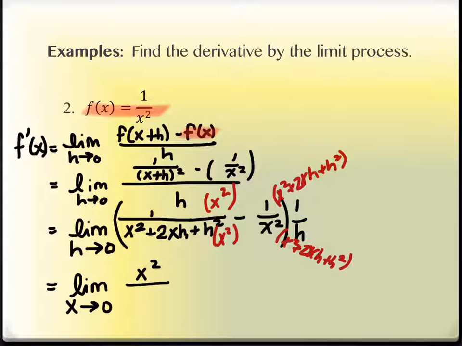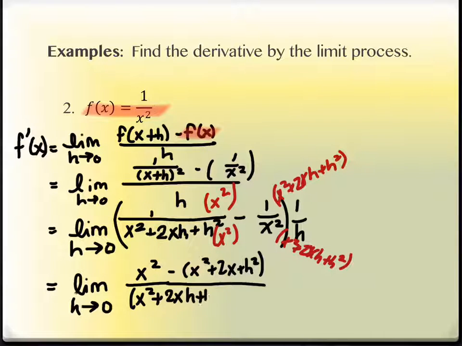The limit as h goes to 0. On the bottom, is that limit x equals 0 or h equals 0? Did I change it? It's h. Thank you. Moving too fast. Yeah, it's still h. Okay, so the first numerator becomes x squared. The second numerator becomes x squared plus 2xh plus h squared, and it's still all subtracted. The common denominator now is x squared plus 2xh plus h squared times x squared and times the h that's on the outside.